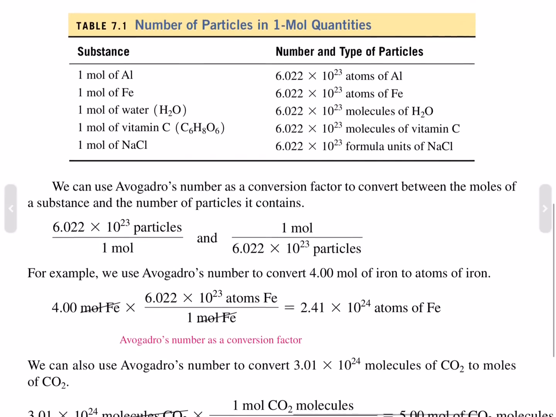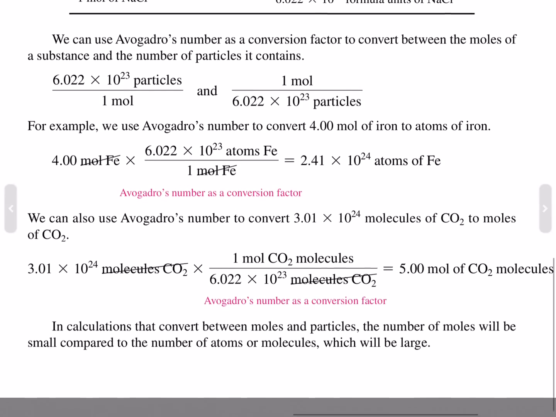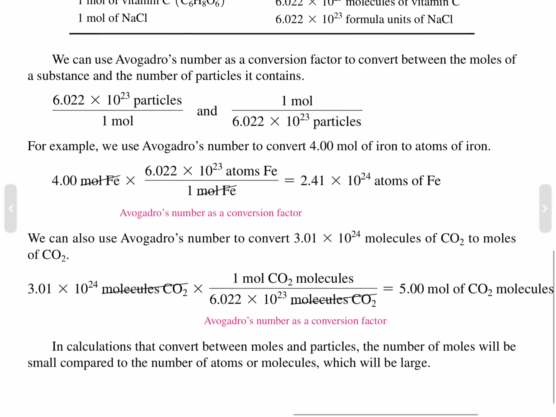We can use Avogadro's number as a conversion factor to convert between the moles of a substance and the number of particles it contains: 6.022 times 10 to the 23rd particles per mole and 1 mole per 6.022 times 10 to the 23rd particles. For example, we use Avogadro's number to convert 4 moles of iron into atoms of iron. We want to get rid of moles of iron, so we put moles of iron on the bottom: 4 moles of iron times 6.022 times 10 to the 23rd atoms of iron divided by moles. Moles cancel. Multiplying gives us 2.41 times 10 to the 24 atoms of iron.